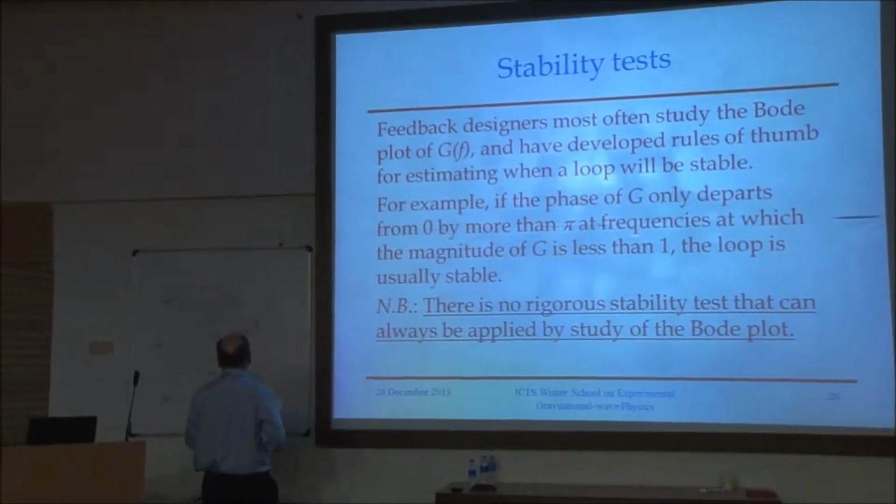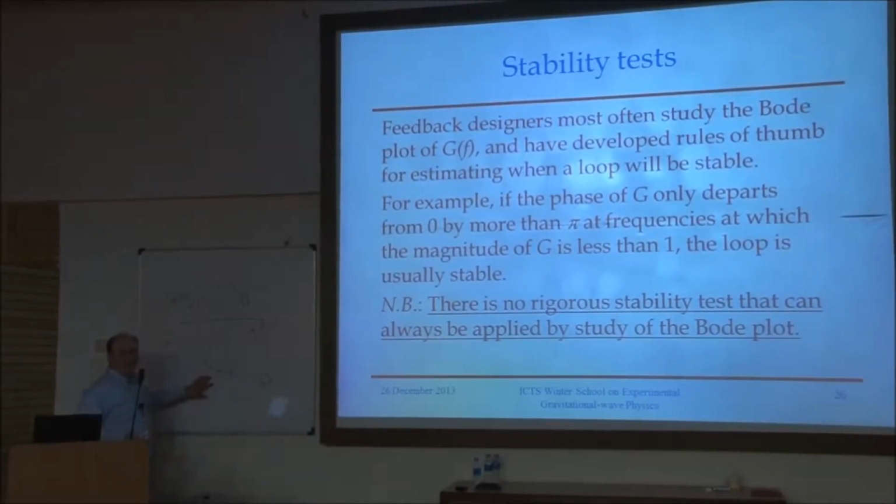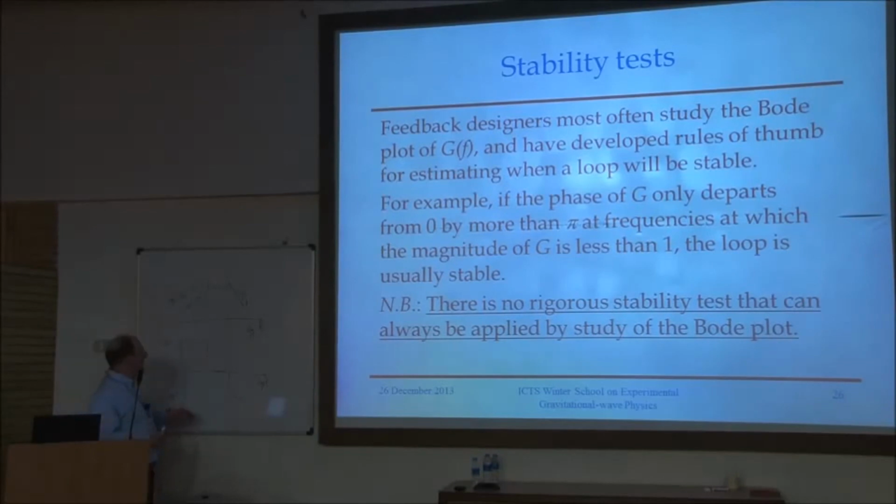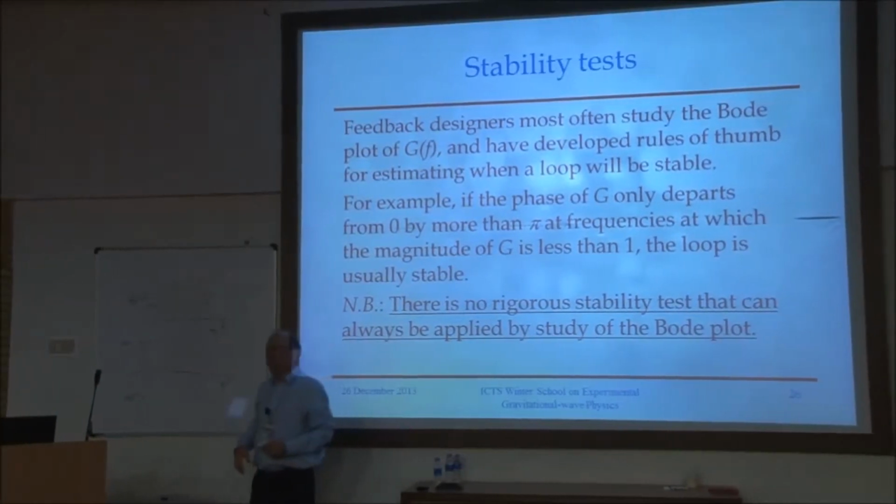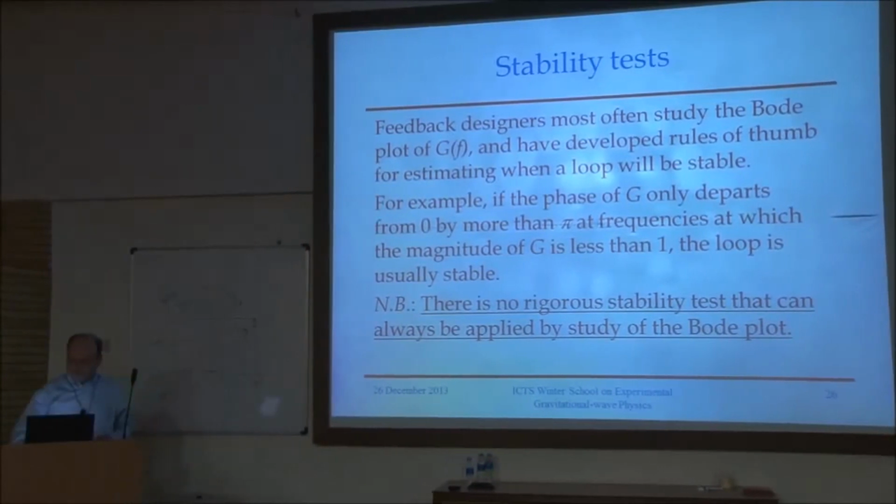But in particular, the rule that we always are tempted to use, but it doesn't always work, is to say, okay, as long as I'm within plus or minus 180 degrees of the naive sign for all frequencies where G is above 1, then I'll be stable. That works most of the time. But if that's all you do, you may have a nasty surprise for yourself when you close the loop and turn it on.